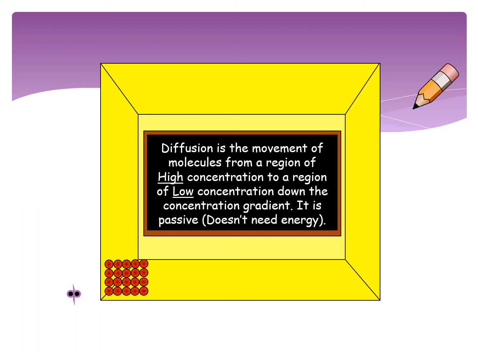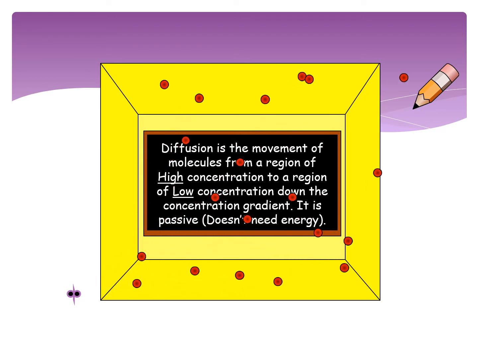Usually I'd go around the class and make sure everybody could say it and embarrass you all. So you need to know that diffusion is the movement of molecules from a region of high concentration to a region of low concentration down the concentration gradient. It is passive and doesn't require energy. Remember that you need to add the word molecules in there. So pause the video and write down diffusion and that definition before we move on.